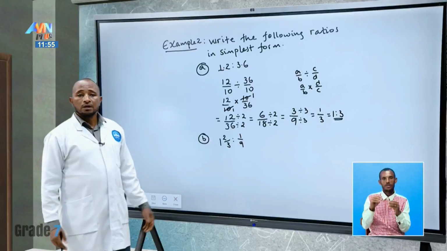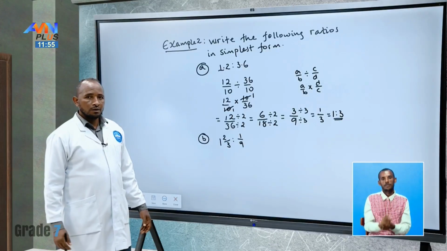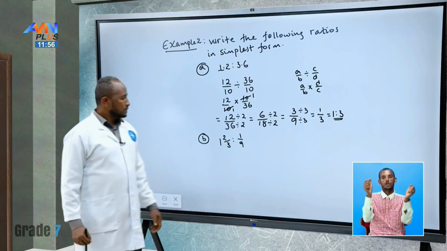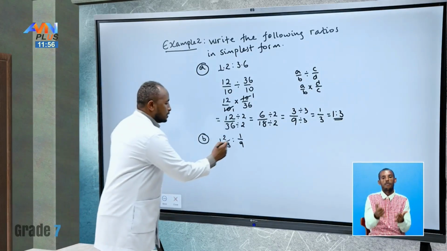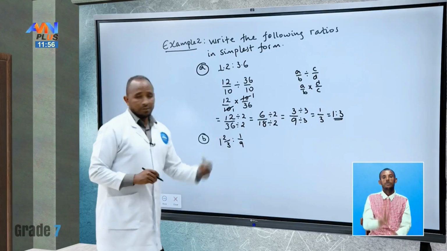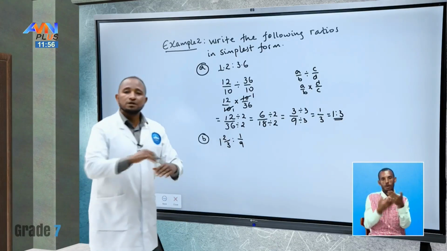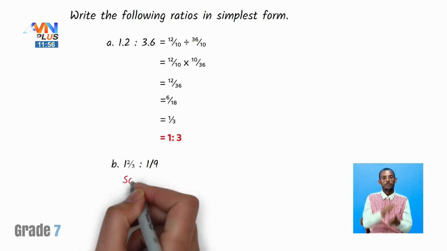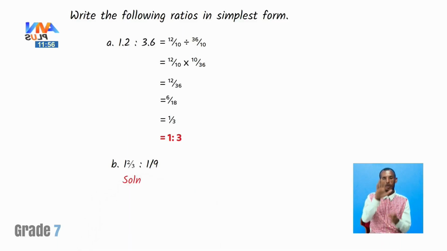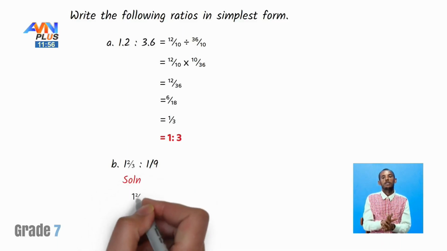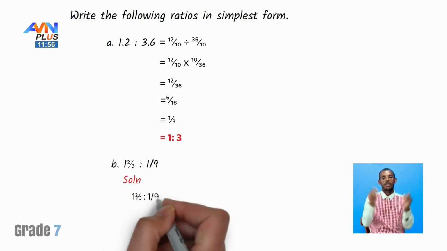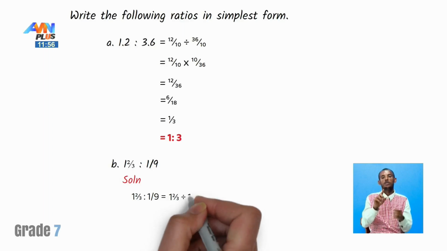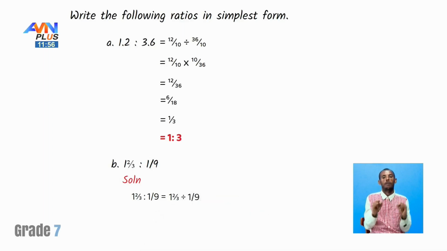Students, have you tried the question? Very nice. Now, let's see the answer together. Now, to write this in simplest form, this ratio means division. Therefore, here, 1 and 2/3 ratio 1/9 is equivalent to 1 2/3 divided by 1/9.